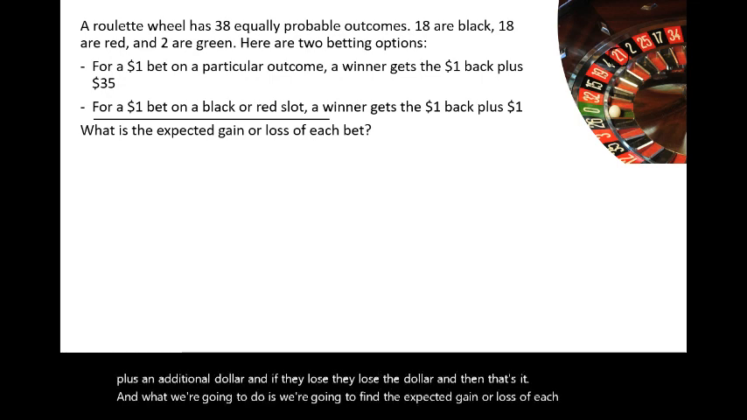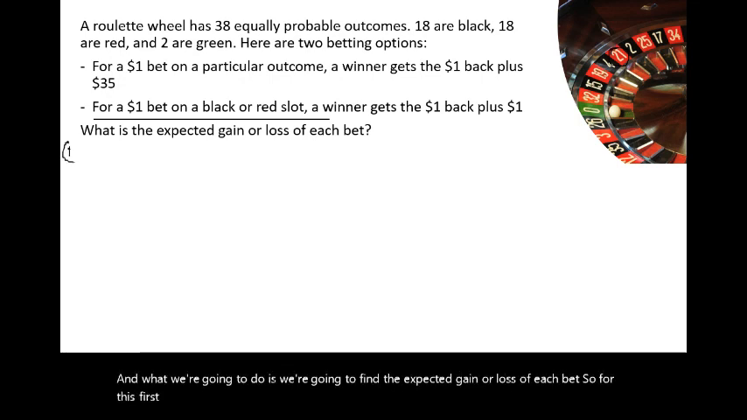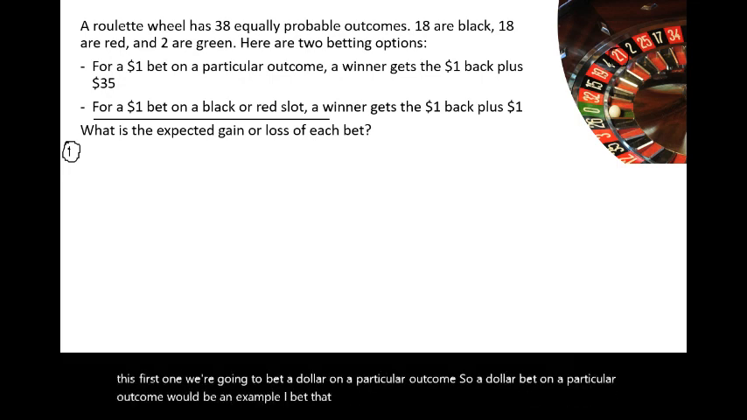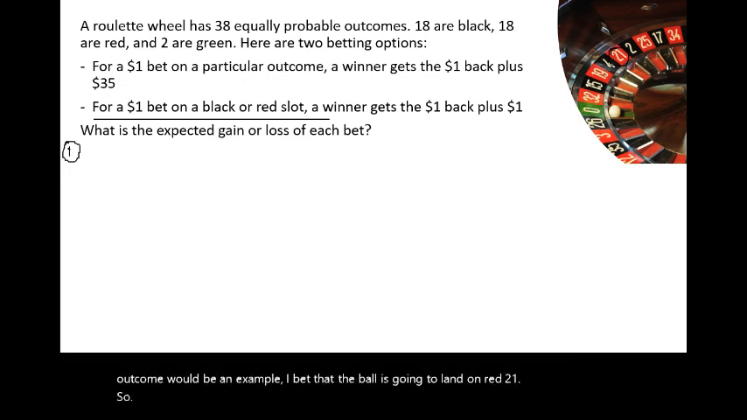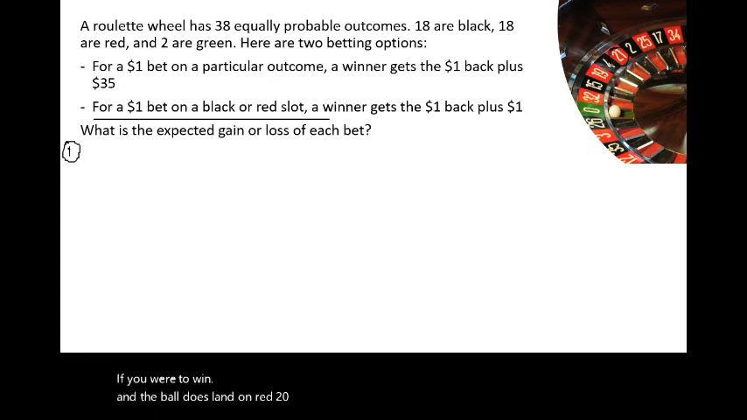So for this first one, we're going to bet $1 on a particular outcome. So a dollar bet on a particular outcome would be an example. I bet that the ball is going to land on red 21. So if you were to win and the ball does land on red 21, you get the $1 back plus an additional 35. So you spend $1, which means you're currently at -1.